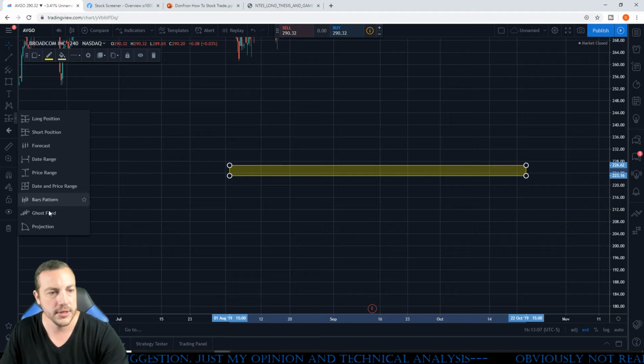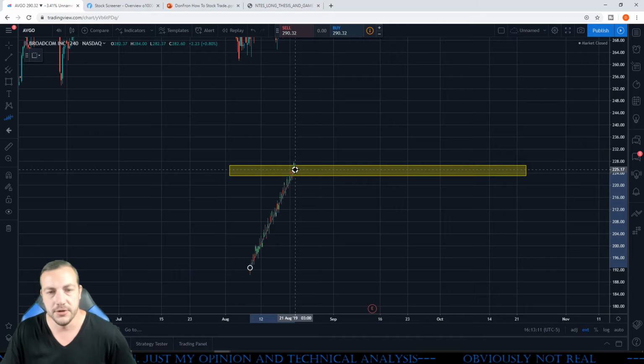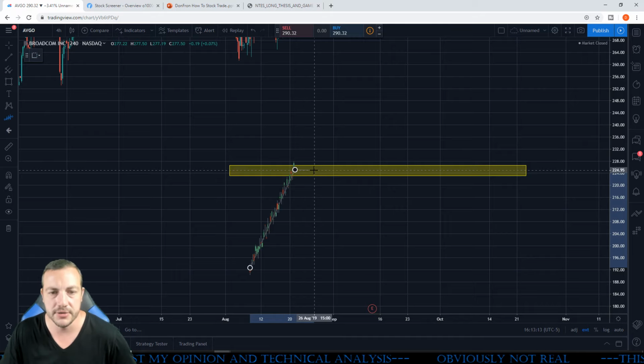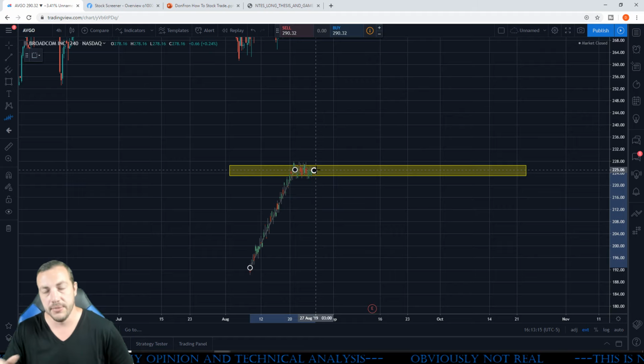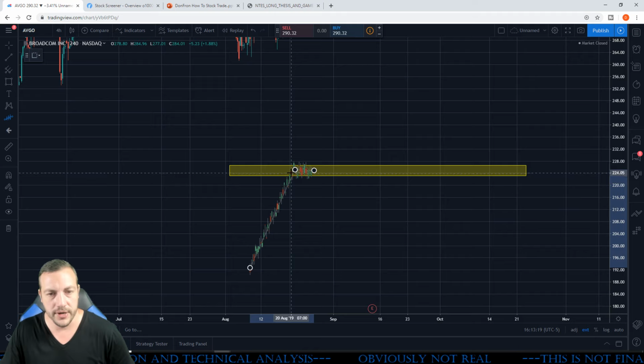Where are my ghost candles? So you have it coming into this right here. Here's your zone. Okay, and now maybe it's a base right here. You've taken the trade now because you waited. You could have just taken it on the way in. I do all the time.